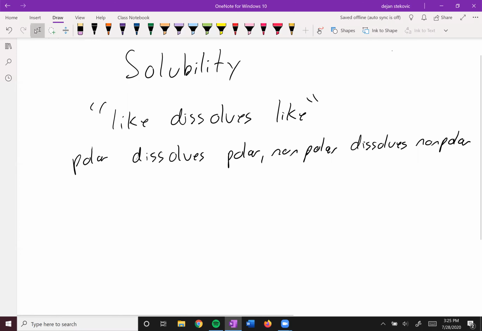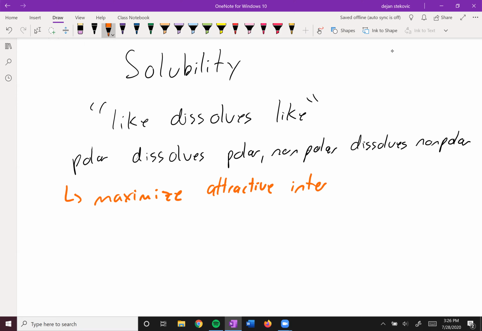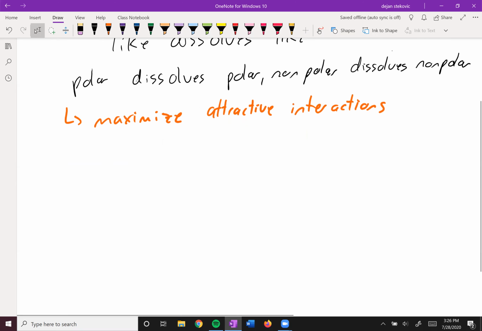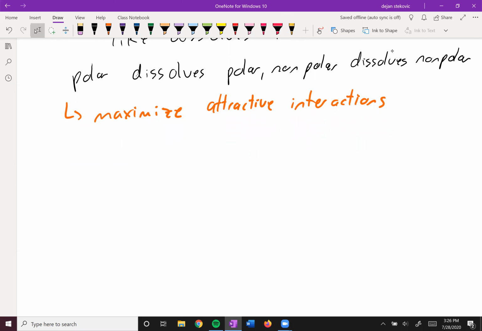And the whole reason for this is to maximize attractive interactions. The polar molecules want to stick to one another because they can have these dipole-dipole interactions, right? And so one question we could ask is, will it mix? Could we put this molecule right here in water?